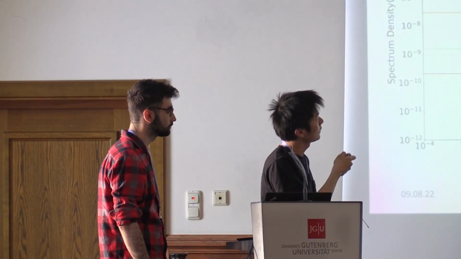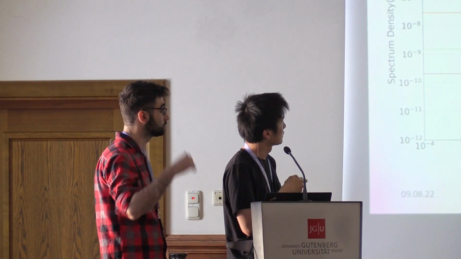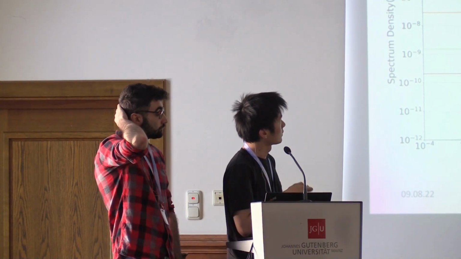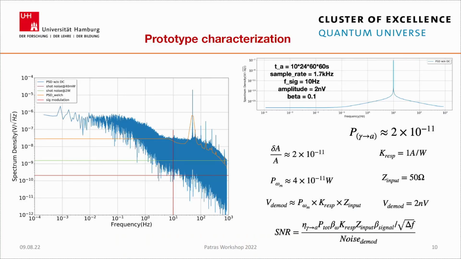Okay, then when the whole system is locked, we get this spectrum density, which is mainly about the noise from the whole system. This line is the shot noise level, and we have not yet reached the shot noise level, which is our goal in the future.